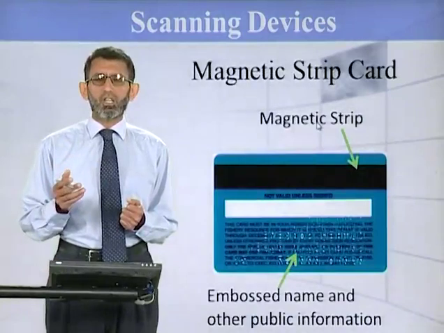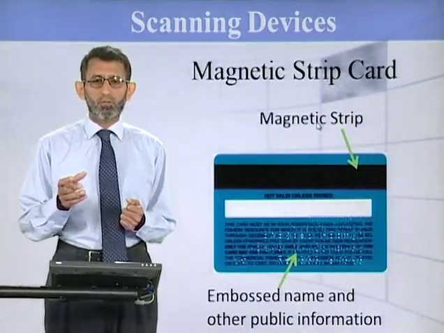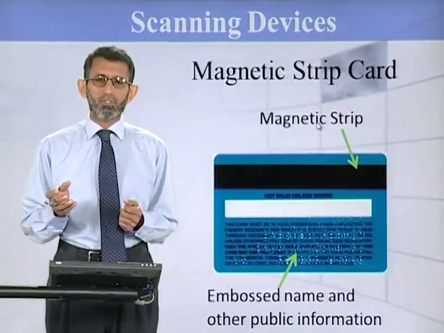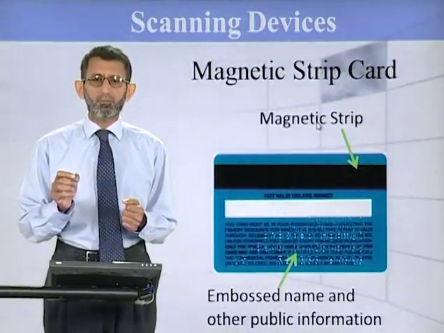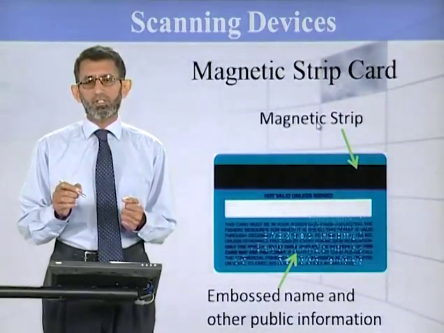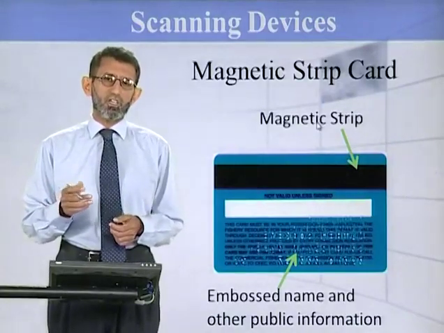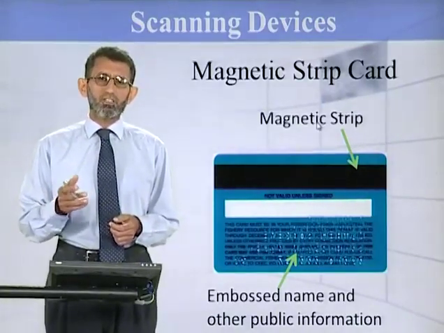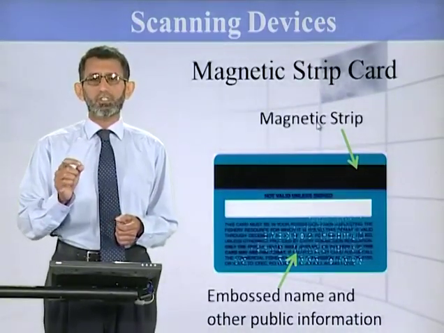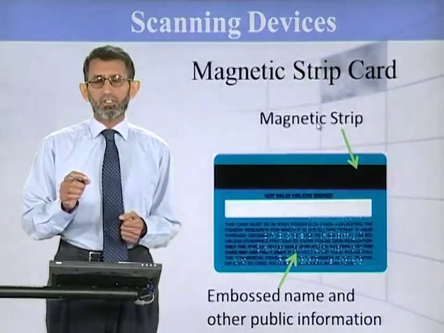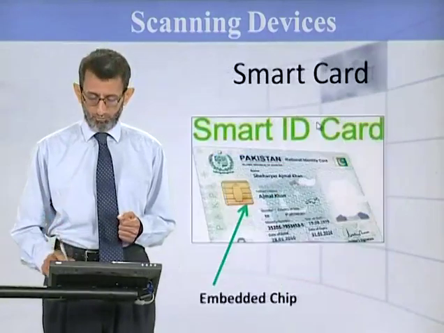Similar magnetic phenomena occurs in magnetic cards. These magnetic cards are very common nowadays in ATMs. The magnetic strip has the information encoded on it. Sometimes the public information like the name of the owner, the address of the owner is embossed on the card, but really the computer part is the part where the information is stored on the magnetic strip. The reader reads the encoded information from the magnetic strip.